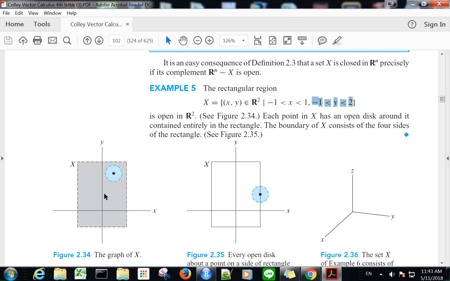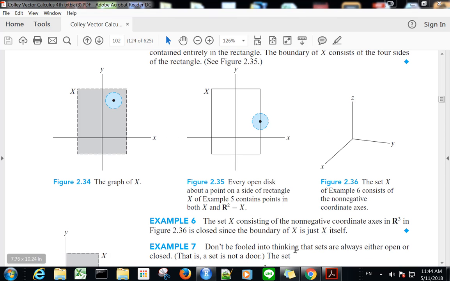So this is going to be open, because if you take any point in here, you can find some small ball that is entirely contained in this region. The only places where you couldn't do that are right on the boundary, but the boundary is not included. So for all of the points you can do that, which means the set is open. On the other hand, if you did this set including the boundary, then it wouldn't work. And in fact, this is the boundary here for this set.